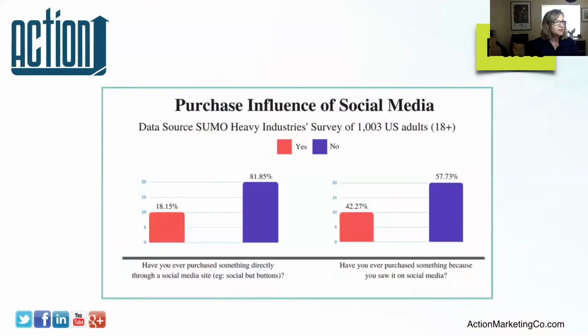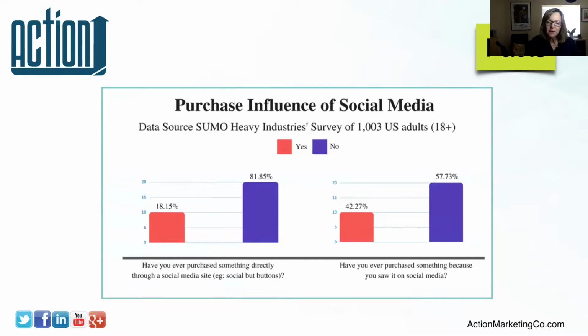And I have a little stat here that I wanted to show you of the purchase influence of social media. There were two questions. Have you ever purchased something directly through a social media site? 18% said yes. And then, have you ever purchased something because you saw it on social media? And 42% said yes. Now, these are numbers that are significant enough that you want to be there if somebody's recommending something. This is something that is growing, and it's not going anywhere.